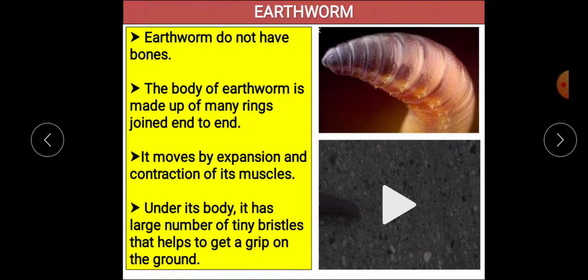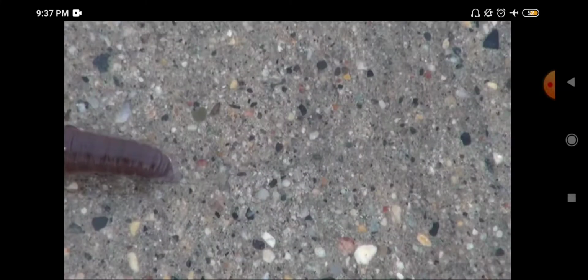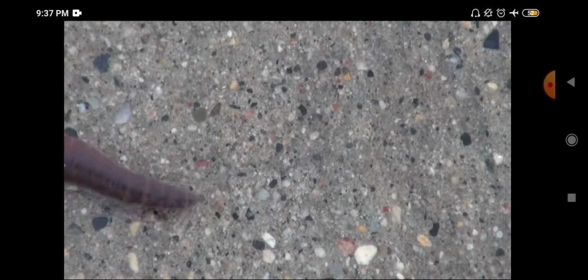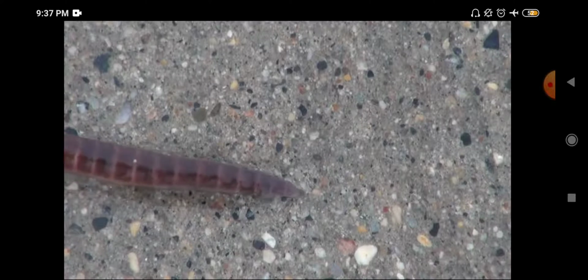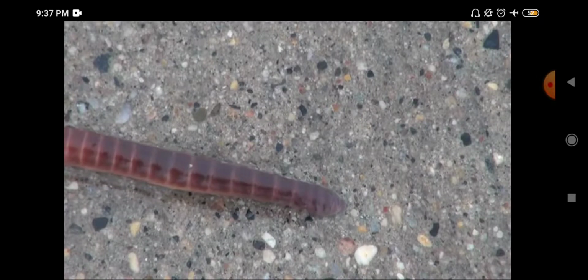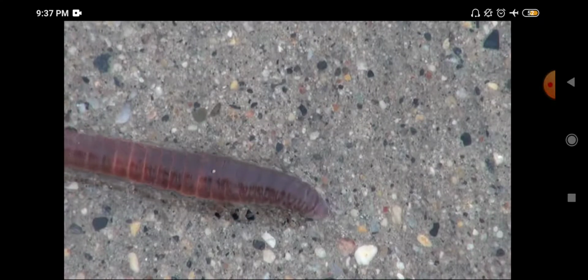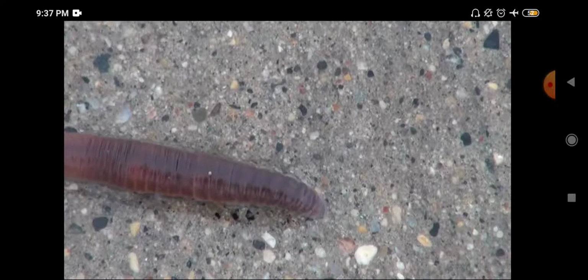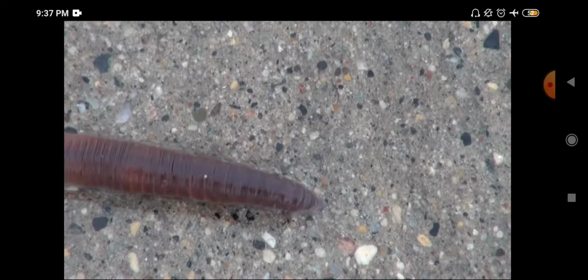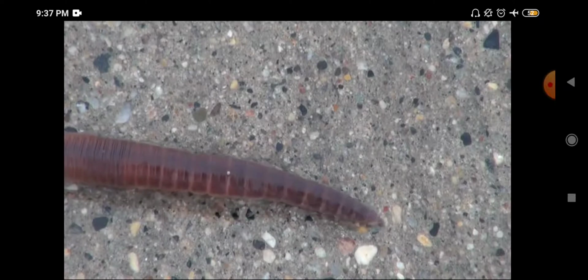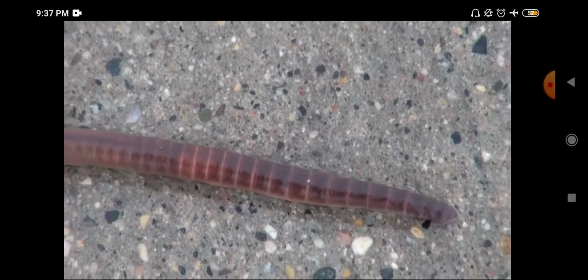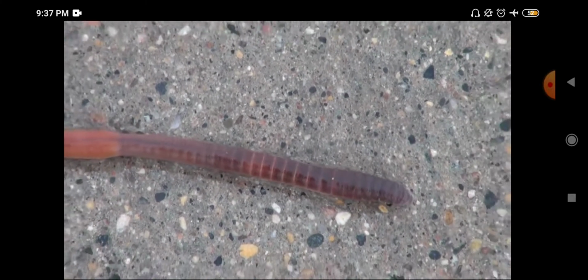So the same work is done by these tiny bristles on the body of the earthworm. With the help of this video, let's have a look at how an earthworm actually moves. Here you can see an earthworm. It is elongating its front body. Then the front body, with the help of the bristles, gets a good grip on the ground, and then the back part is pulled forward. Just have a look in the video.